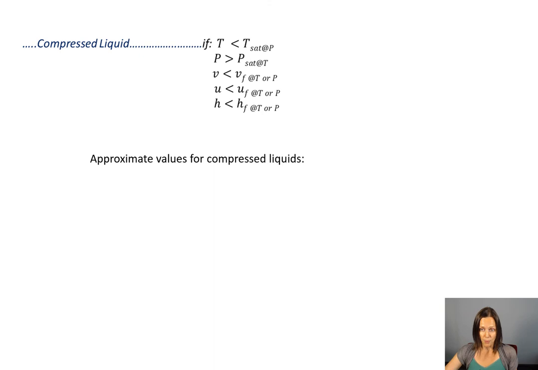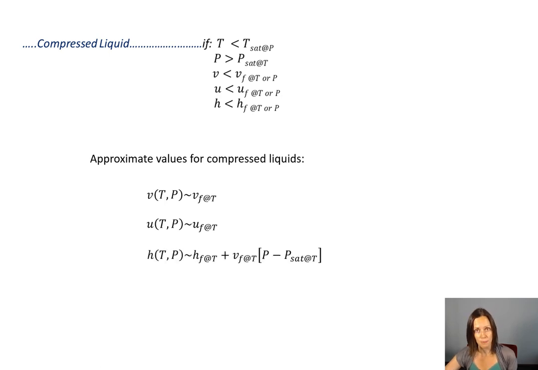Just to recap, we can approximate values for compressed liquids. We can do this for specific volume. You could also make a similar argument for internal energy. And we also have an approximation for enthalpy. You can see that it looks really similar, except it has that second term.